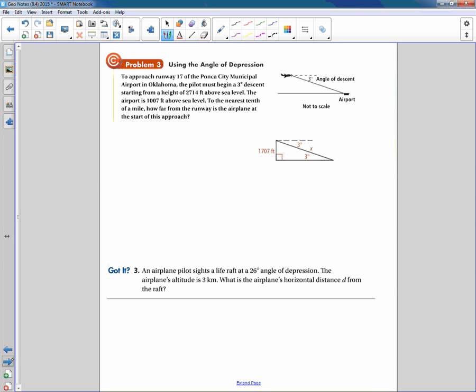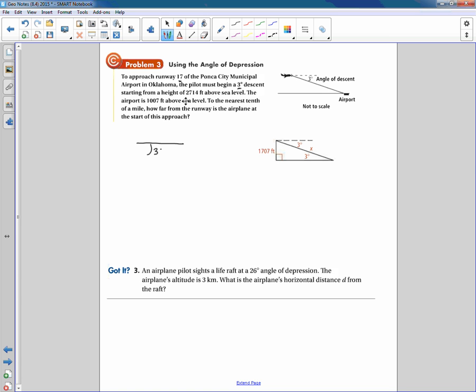Okay. Now, here we're going to use some angles of depression. Same rules apply with the angles of depression and the angles of elevation. If there is anything that we need to account for, like distance above sea level or whatnot, we need to make sure that we do so. So, in this particular problem, it reads that to approach runway 17 of the Ponca City Municipal Airport in Oklahoma, the pilot must begin a 3% descent. So 3% descent. So that means from our horizontal line, we're going to descend 3%. Okay, so we know that's going to happen.